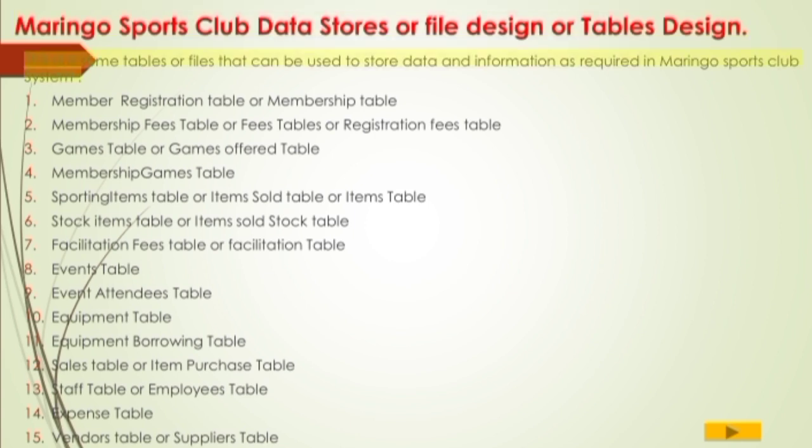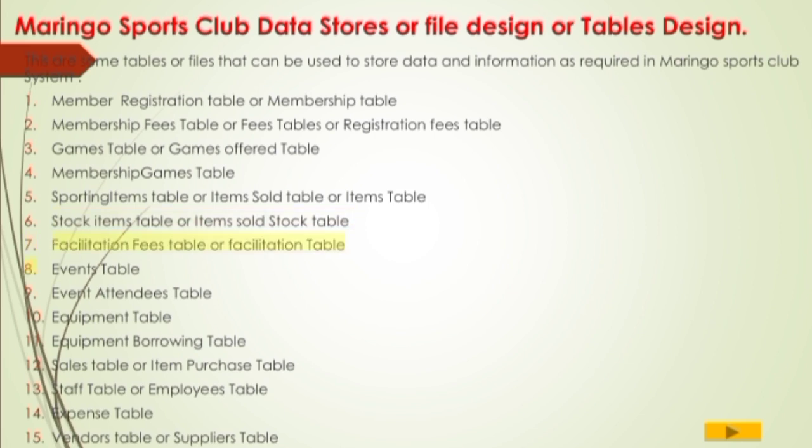These are some tables or files that can be used to store data and information as required in the Maringo Sports Club system. 1. Member registration table or membership table. 2. Membership fees table or fees table or registration fees table. 3. Games table or games offered table. 4. Membership games table. 5. Sporting items table or items sold table or items table. 6. Stock items table or items sold stock table.